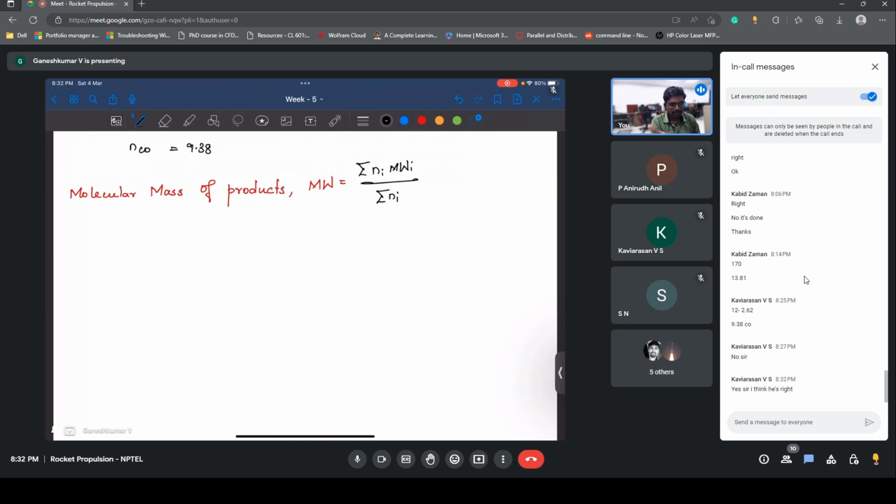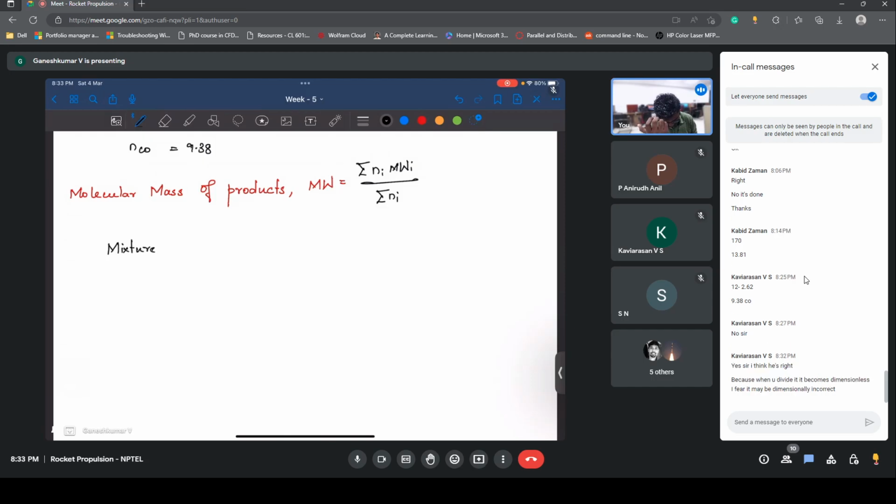The aspect is that the mass remains the same, however you want to express it. Let's say, for example, you have a mixture which contains O2 and N2. Do you know what mixture this is? So there's going to be O2 and N2, and here it might be dimensionally incorrect.